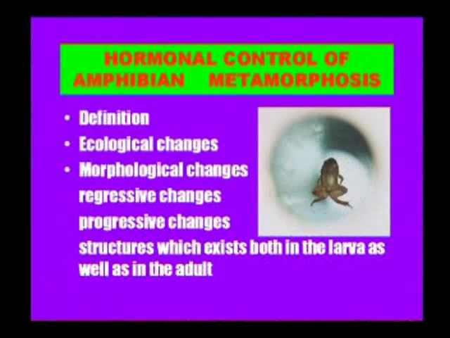So to study the amphibian metamorphosis, for our convenient study, we divided it into a number of subheadings. In between the larva and the adult, a number of changes take place. The changes may be ecological changes, morphological changes, physiological changes and biochemical changes.